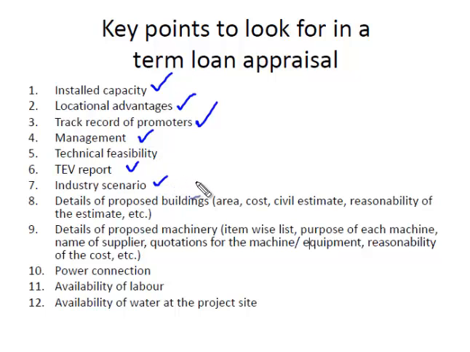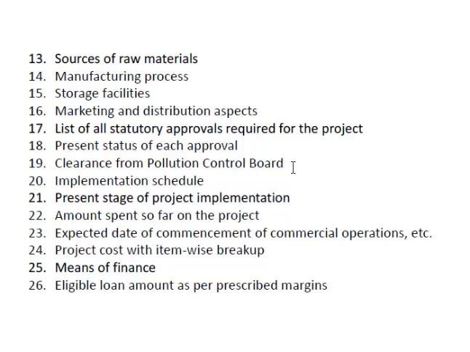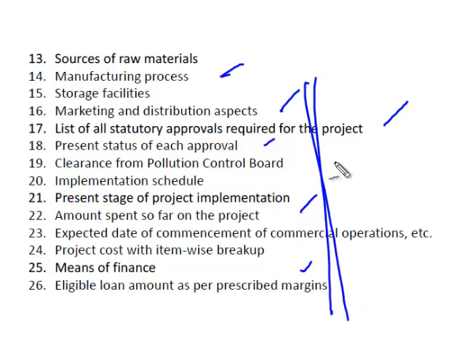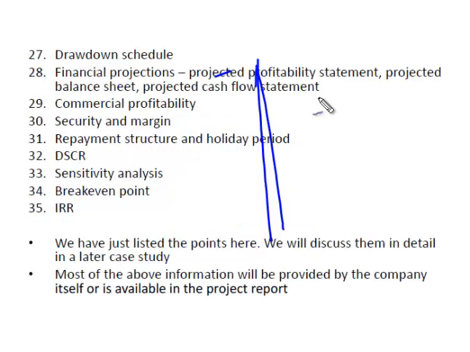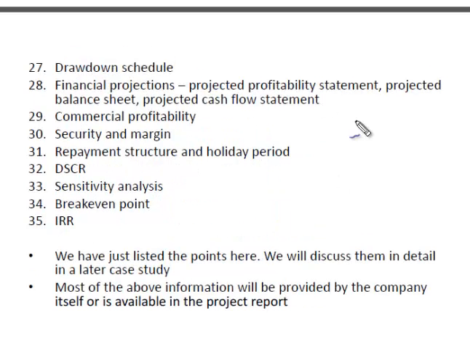But you should also get from your own sources all these costs, civil estimates, quotations, labor. Everything the company will be providing in the project report, but not that you will be taking them as they are. The initial input you'll be getting from the customers: the manufacturing process, the marketing arrangements, the approvals, the status, the project cost, the amount spent. Everything will be given by the company. Your job is to appraise, to see whether they are correct or not.